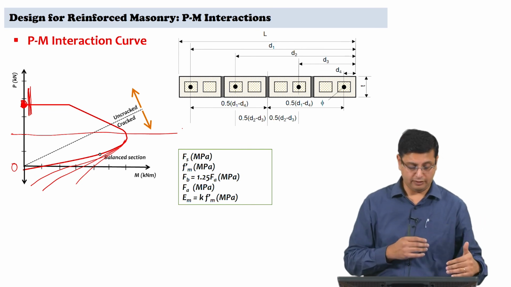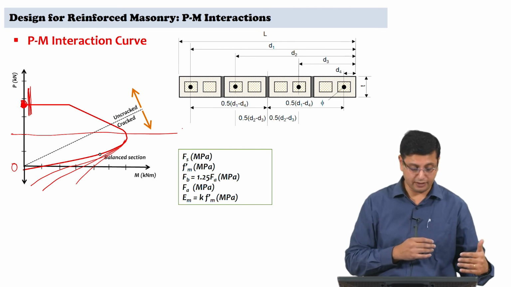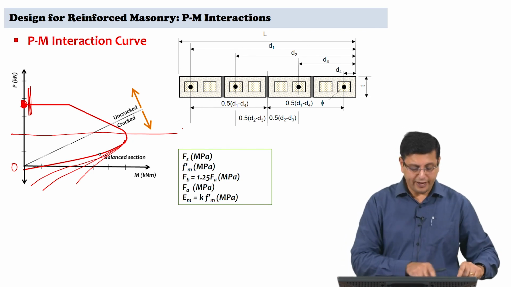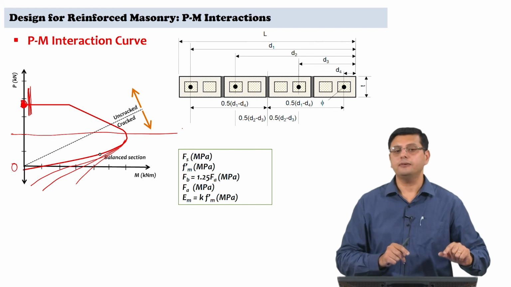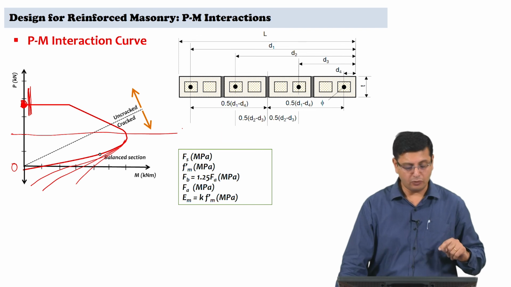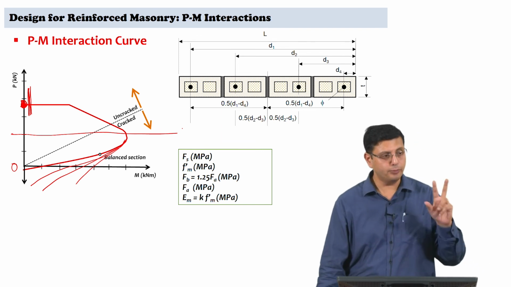strength in anywhere close to the strength in compression, the axial stress level will ensure that you are in the lower portion of the axial force moment interaction diagram. Now, why is that good? It is good from two perspectives.